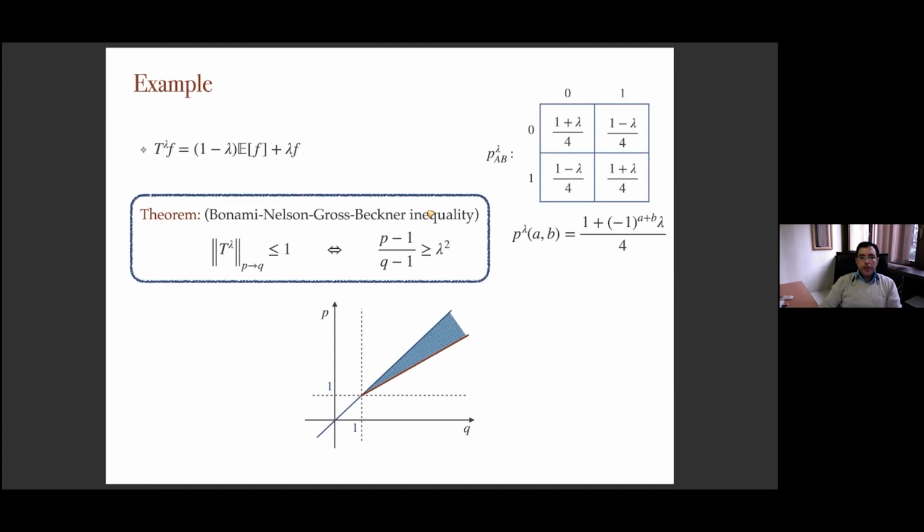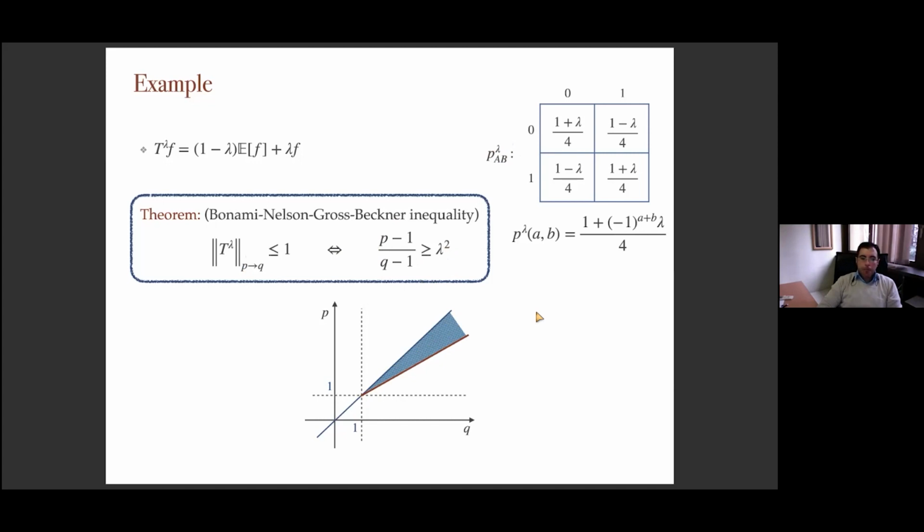And then this is a famous inequality. Sometimes it's just called the hypercontractivity inequality. Sometimes it's called the Bonami-Beckner inequality, but maybe the full name is the Bonami-Nelson-Gross-Beckner inequality. So it says that this exactly characterizes the hypercontractivity ribbon. It says that the P to Q norm is at most 1 if and only if this inequality is satisfied. It essentially says that the hypercontractivity ribbon is a region here, the blue shaped one, where the slope of this line that passes through the (1, 1) point is lambda squared. The lambda is the parameter that we have here.